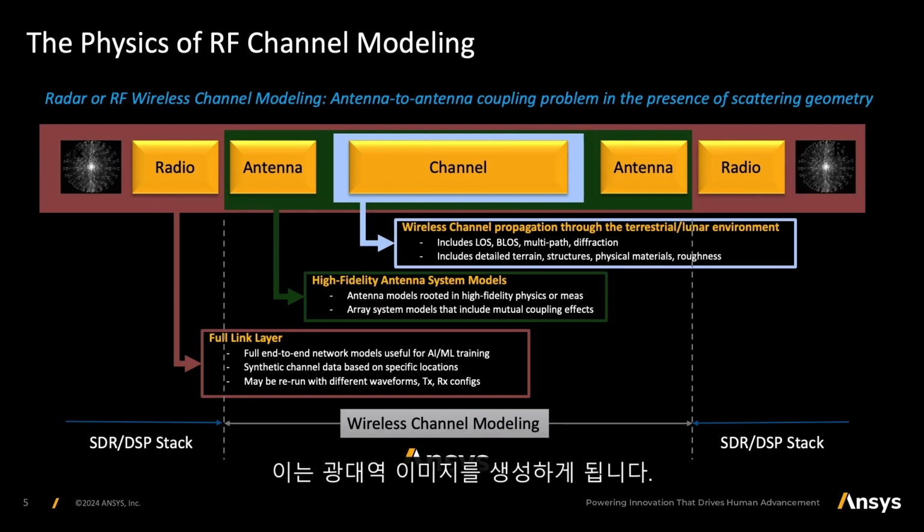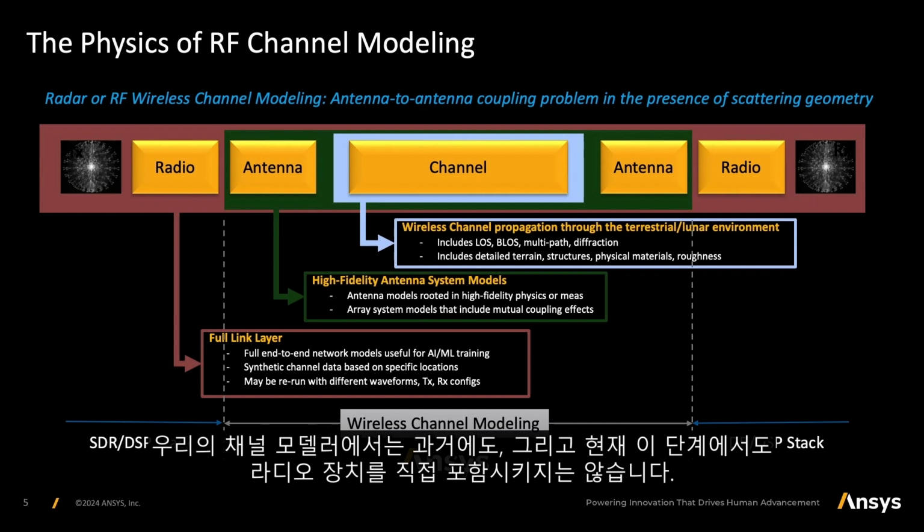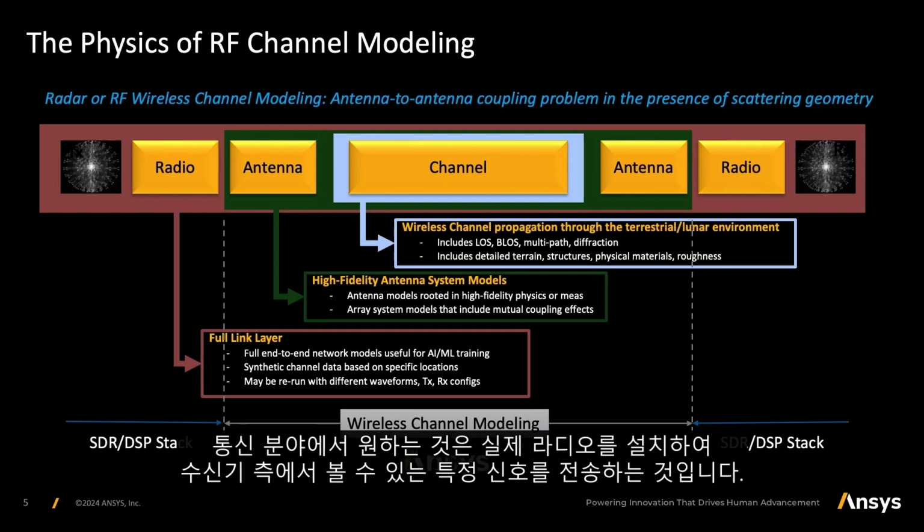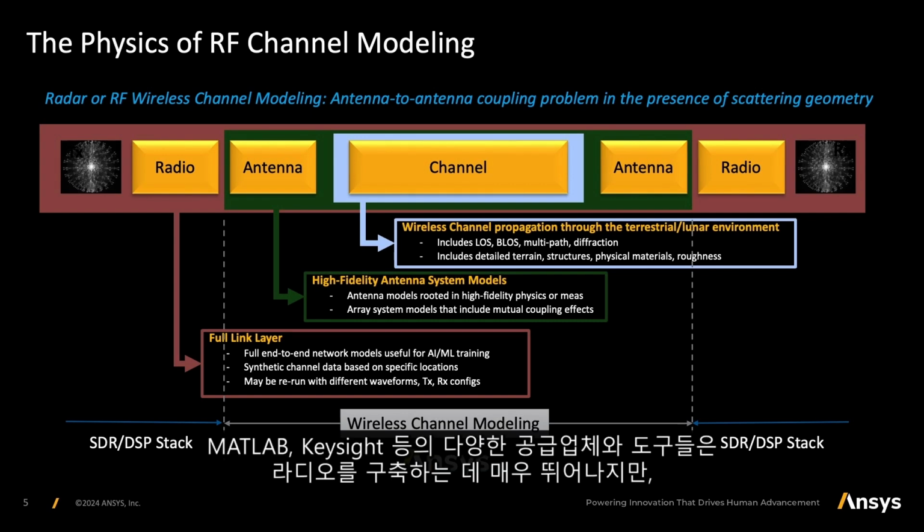What we don't do in RF channel modeling, even now at this stage, is actually put in the radios. In comms, they want to put in the radio and send a certain signal through that you can hopefully see on the receive side. Various vendors, MATLAB, Keysight, other tools, are very good at building out these radios, but they don't really have a good way of characterizing that channel model. And that's what we're doing right now with RFCM.